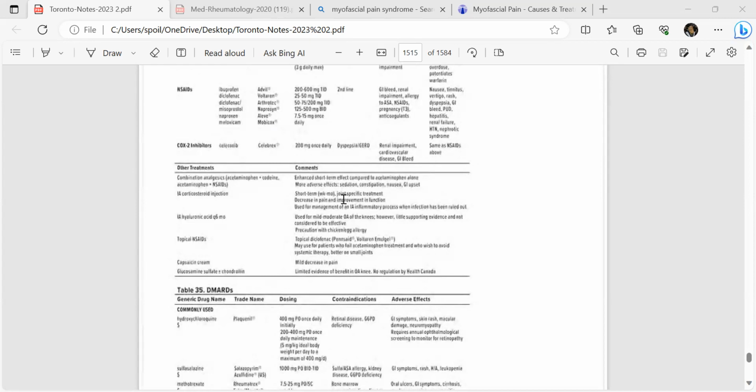The corticosteroids are short term, and it will decrease the pain and improve the function of your joint, used for management of an inflammatory process when infection is absent. Okay, you will go for the inflammatory process, but before that, we have to rule out that this patient is not having any kind of infection. Hyaluronic acid for mild to moderate osteoarthritis of the knee. Okay, and while we are giving this, we have to look, precaution with chicken and egg allergy.